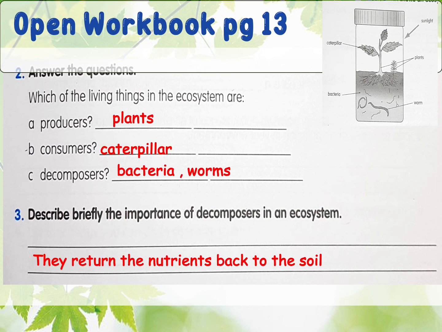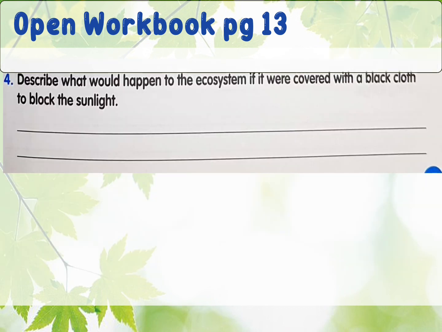Now to the last question. Describe what will happen to the ecosystem if it's covered with a black cloth to block the sunlight. What will happen? Yes, it will die because no sunlight, plants cannot make food. So, the caterpillar cannot eat, and then bacteria and worms will die because they have nothing to eat also.